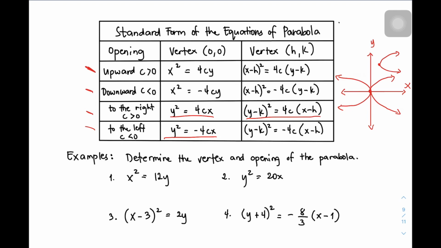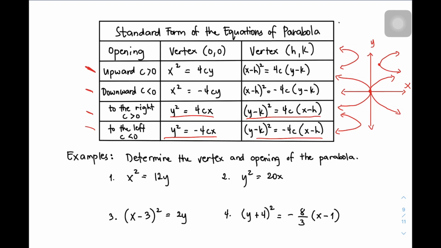Ganyan. And then, sir, what if the vertex of the parabola is not located at the origin? So, possible na ganito. Ang opening niya sa left. Parang ganyan. Okay?